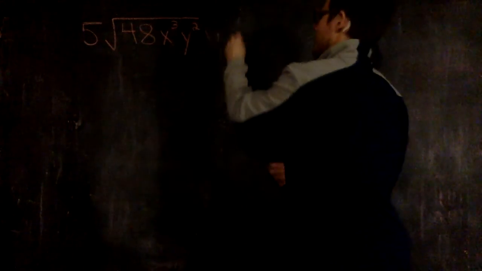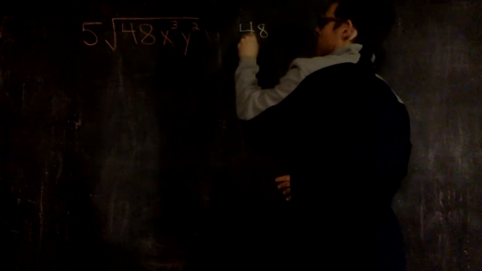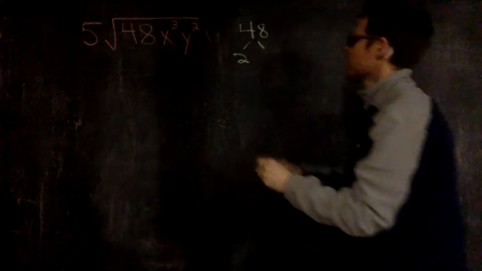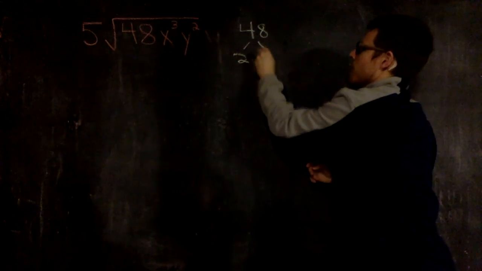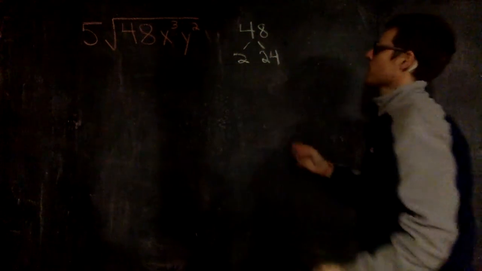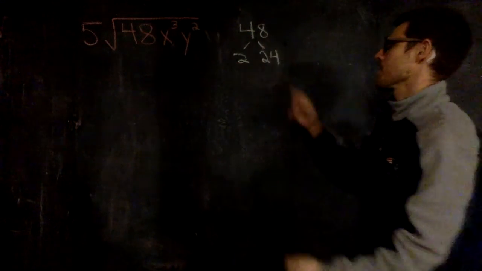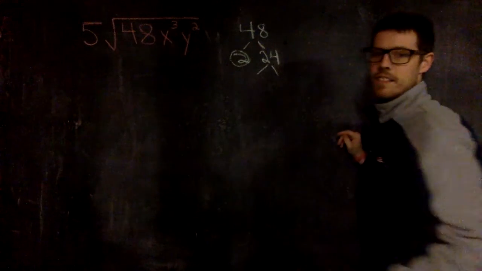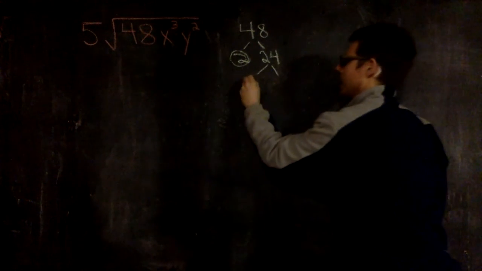So 48 can break down. We know that 2 goes into it because it's even. So if you're not sure what to do, just divide it by 2. When I do that, I get 24. So I know 2 times 24 gives me 48. 2 is prime, but 24 is not. So I've got to keep breaking the 24 down.